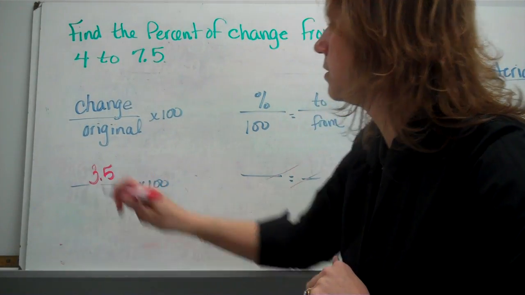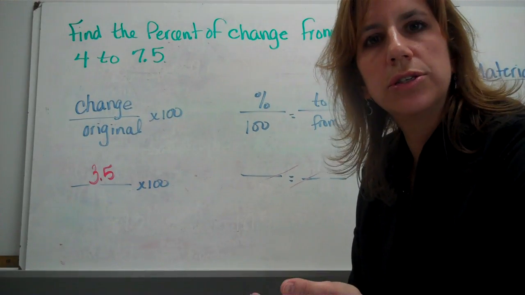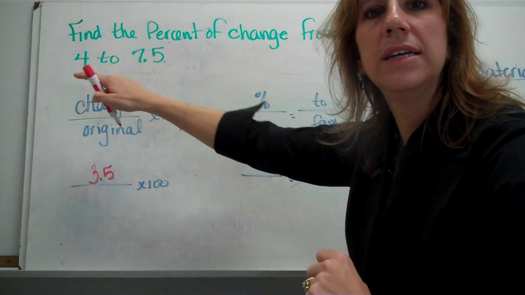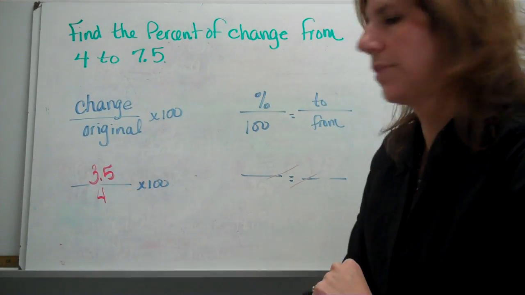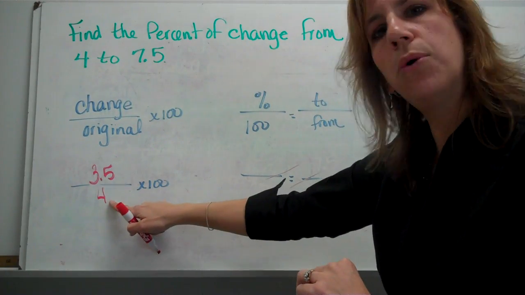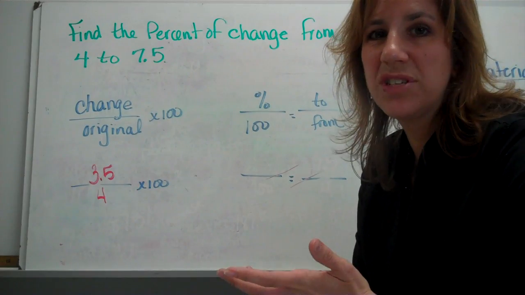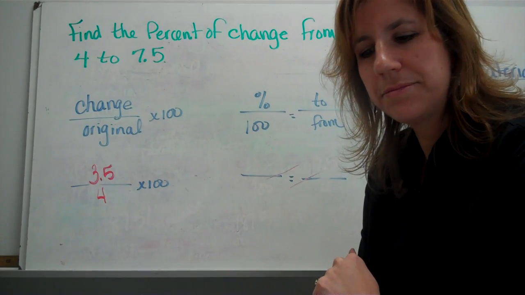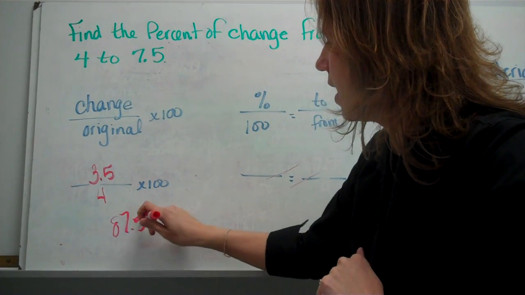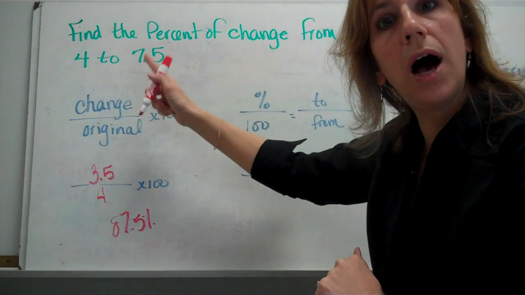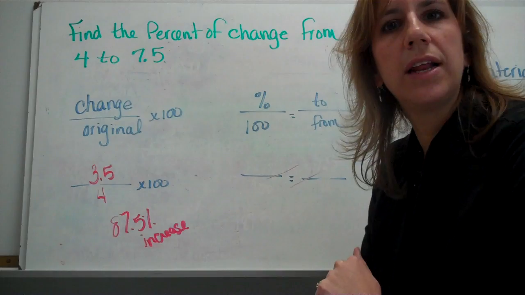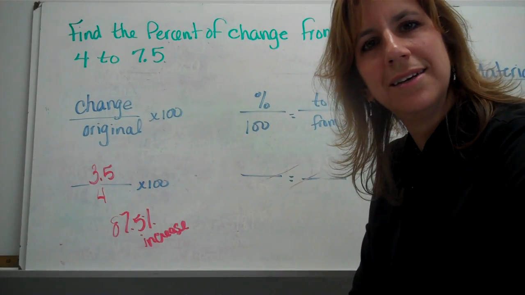That's your numerator. Denominator is where did it start? Key is to look for the word from. From 4. It started at 4, so that's your denominator. All right? Type this into your calculator. 3.5 divided by 4 times 100. It's a percent, so you know you need to times by 100, right? Did you get it? Hopefully you got 87.5%. Now because we're going up, we call this an increase. It's an increase of 87.5%. Seem to make sense? Great.